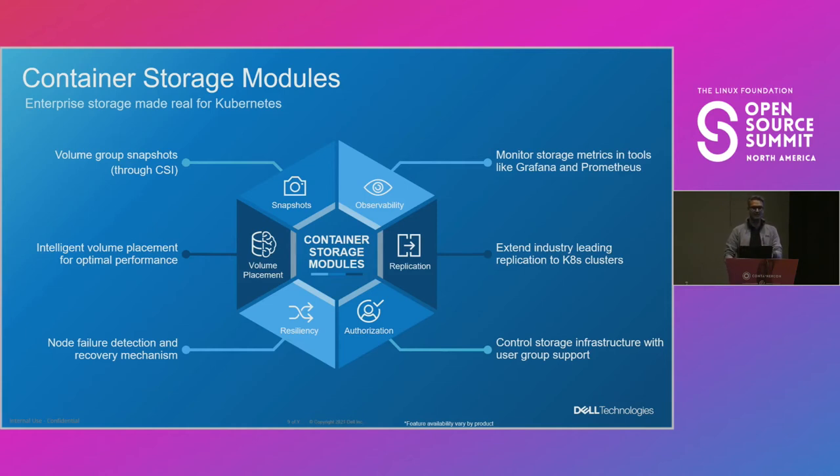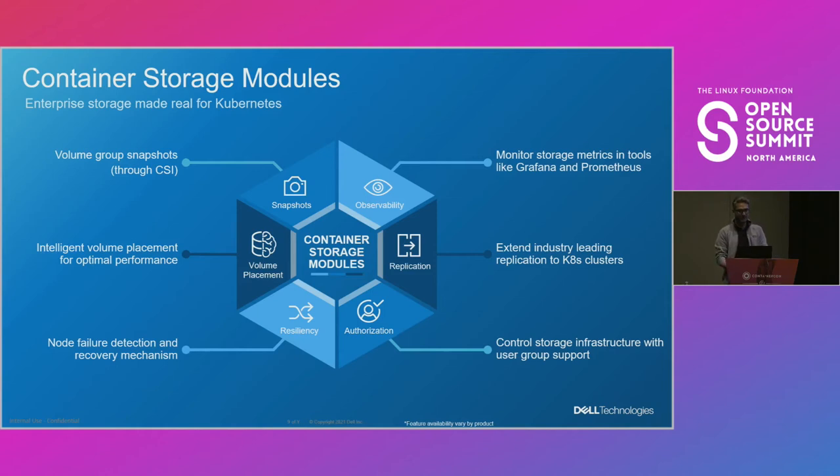In terms of volume placement, that's a module that's on the roadmap for now. But the idea is that whenever a developer fires off a PVC request, they would be able to match those PVCs with an array based on the performance characteristics, whether it's SSD, HDD, or NVMe, or match with arrays based on the available free capacity so that there's better load balancing.